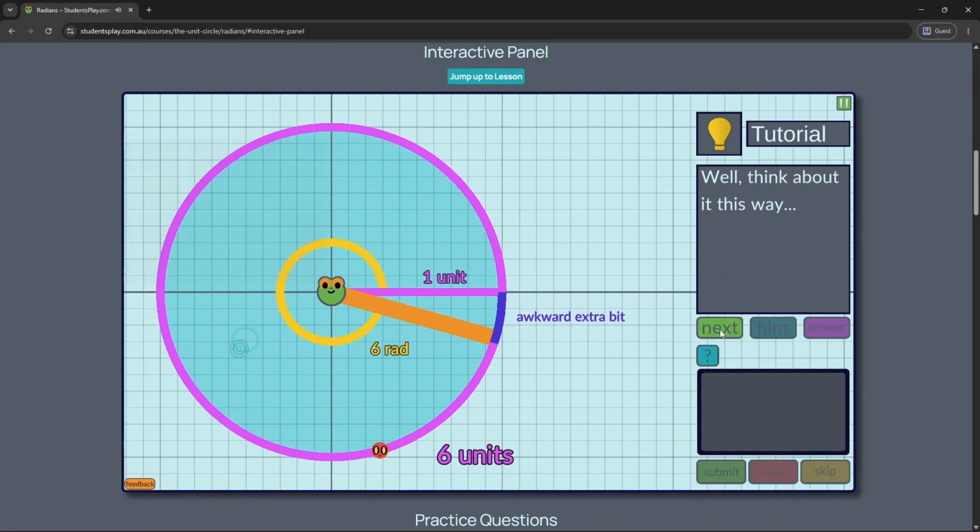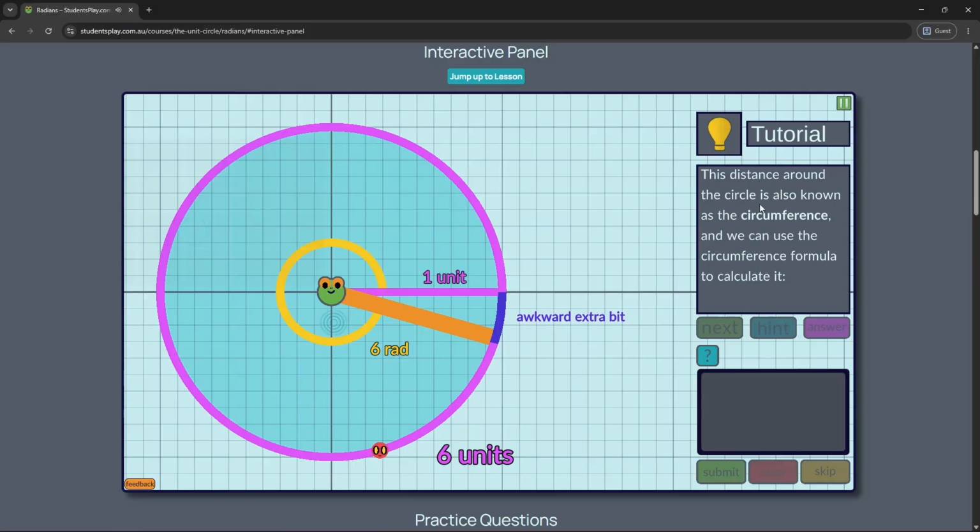Well, think about it this way. When the fly has flown the full distance around the circle, we would have rotated the full circle. So when it gets all the way up here, it's gone the full distance around the circle. And if we're rotating to keep up with it, we would have rotated along with it. So the full distance around this circle would be equal to the number of radians in a full rotation.